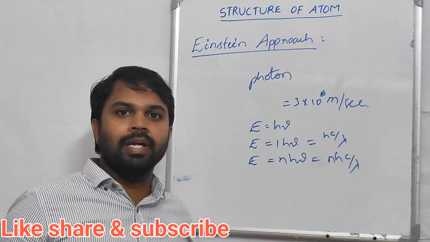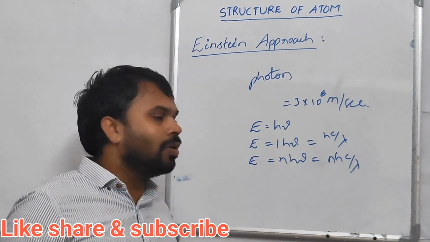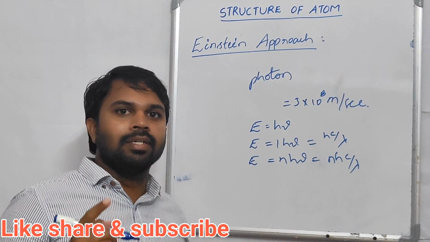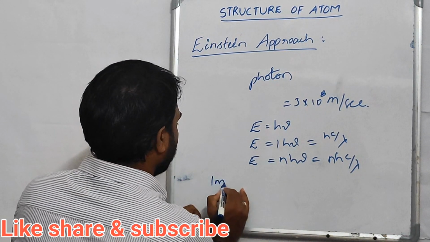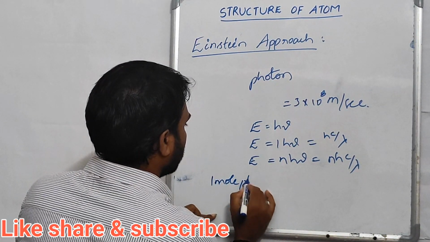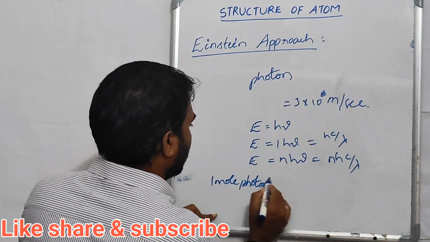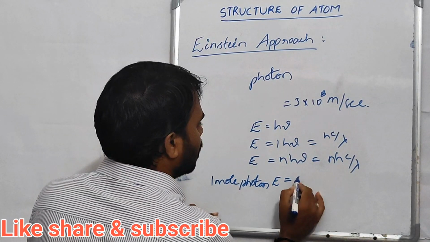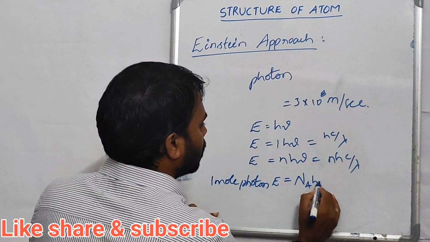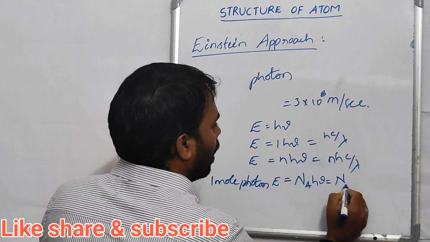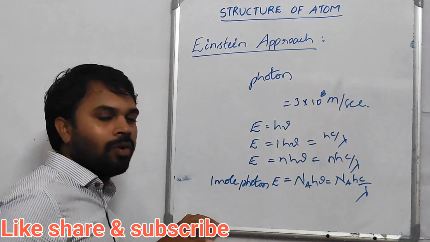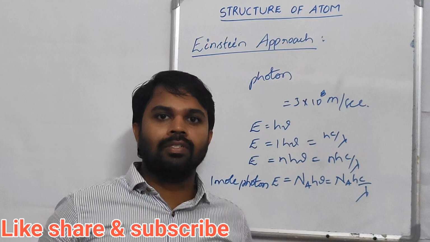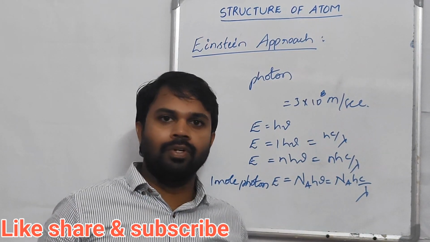The energy possessed by 1 mole of photons: we know that 1 mole of photons means Avogadro number of particles. So 1 mole of photon energy is equal to Avogadro number times h nu, that is, Avogadro number into h c by lambda. We know that Avogadro number is equal to 6.022 into 10 to the power of 23.